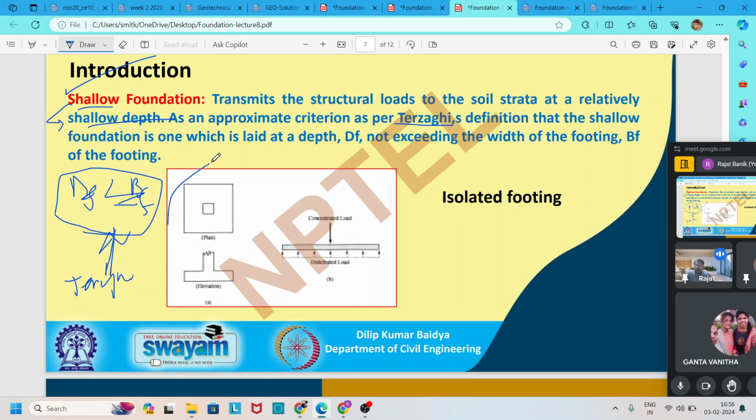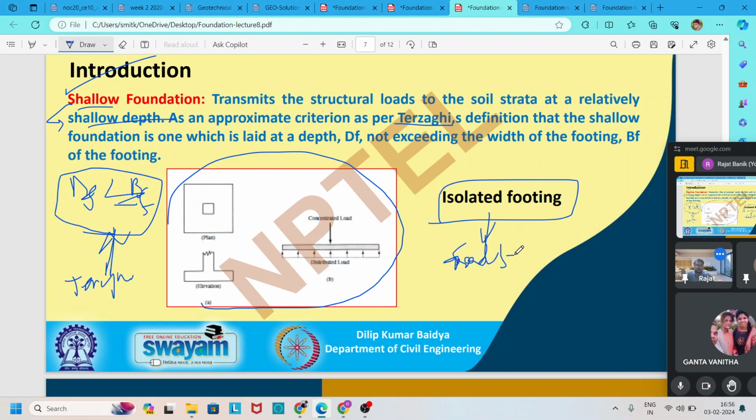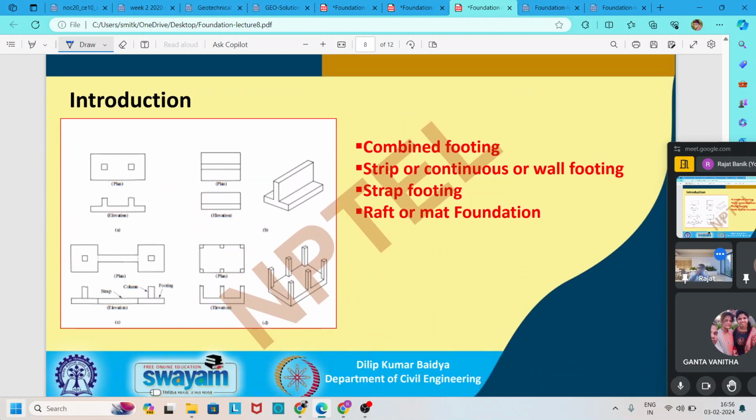Here one picture is given for shallow foundation, which is for isolated footing, and which is also called the spread footing. Now there are other different types of shallow foundation. Here it is given combined footing. Combined footing is used if two columns are very close to each other and the foundation of one column is overlapping the foundation of the other column, so it is better to build them combined. Then it is called the combined footing.